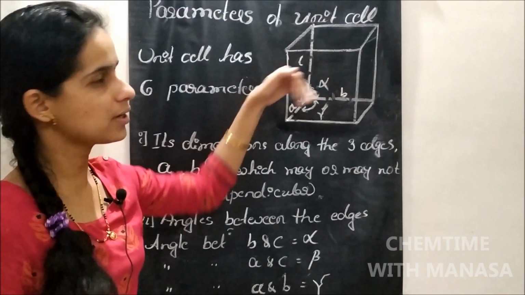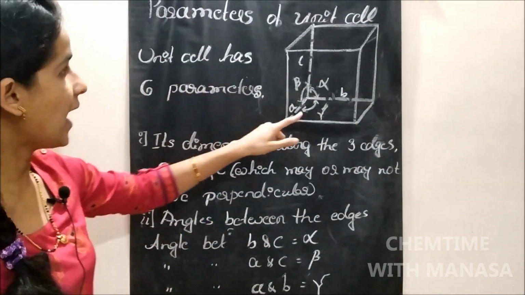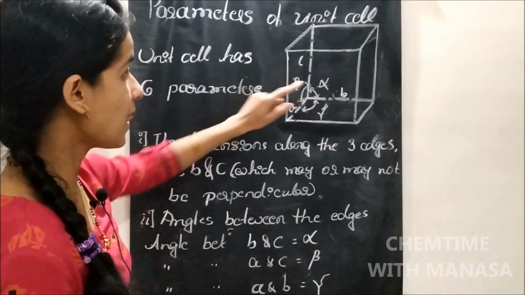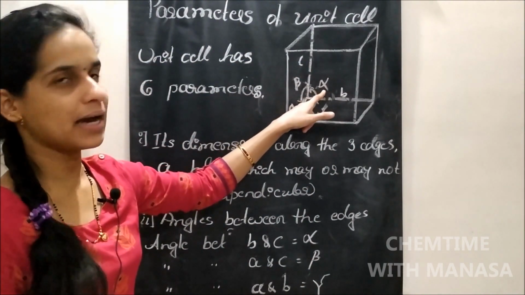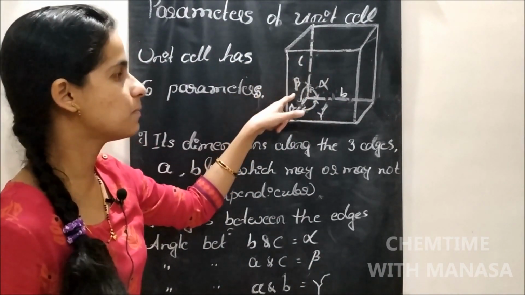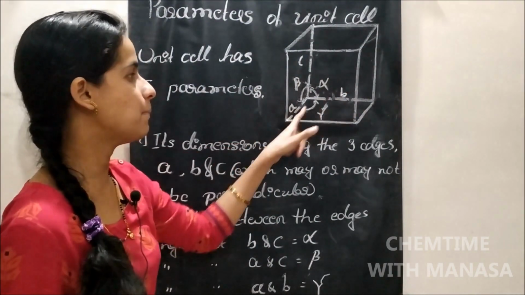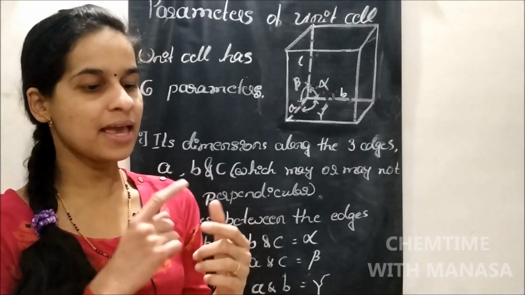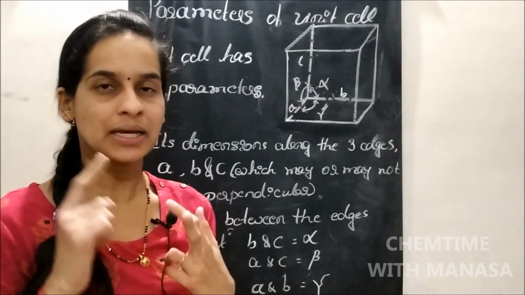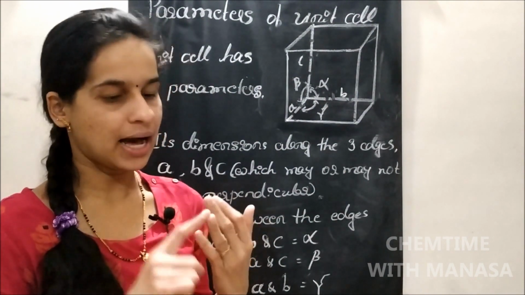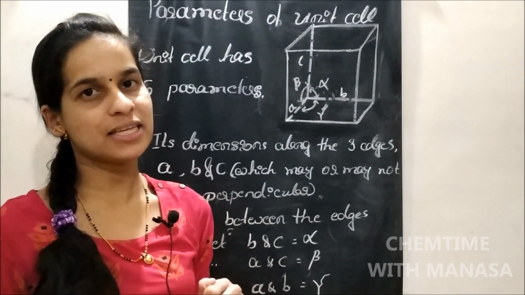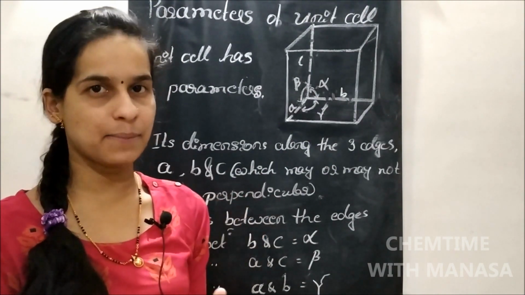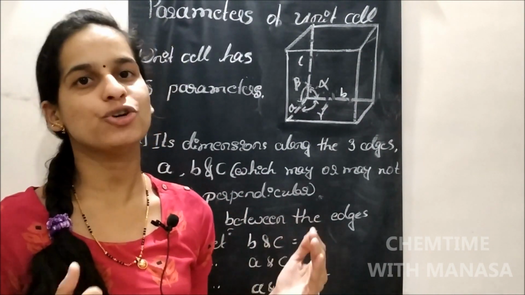and the angles between these edges are other 3 parameters of a unit cell. The angle between B and C is denoted by alpha, angle between A and C is beta, and angle between A and B is gamma. So the parameters of unit cell are A, B, C, the dimensions along the 3 edges of a unit cell, and alpha, beta, gamma, angles between the 3 edges of a unit cell. So A, B, C and alpha, beta, gamma are the 6 parameters of a unit cell.